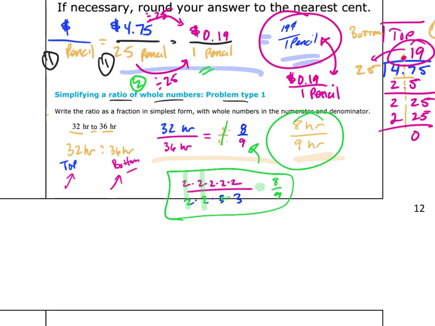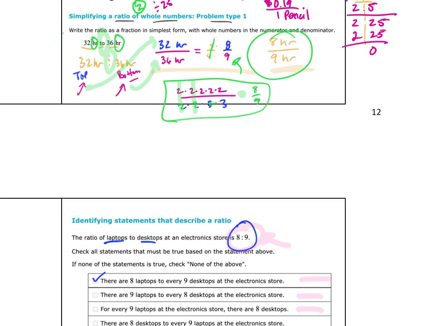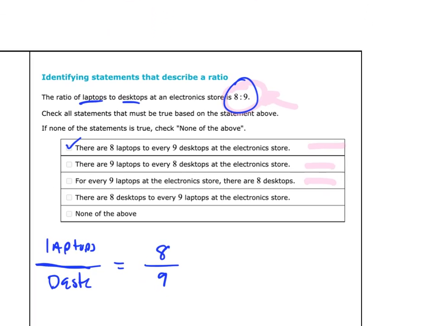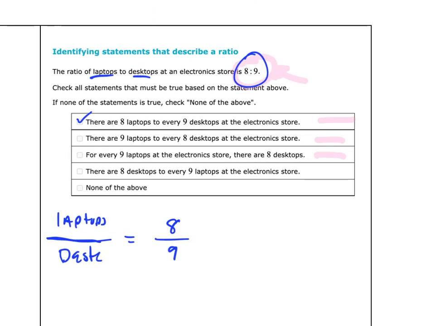Okay, so it was important that we looked at what they give us for units, that we understand what we're talking about for a ratio, that we understand what that means, and that the first one goes on top and the second one goes on the bottom. But the most important thing is to remember that they told us it was laptops to desktops, which means the first one is on the top and the second one's on the bottom.